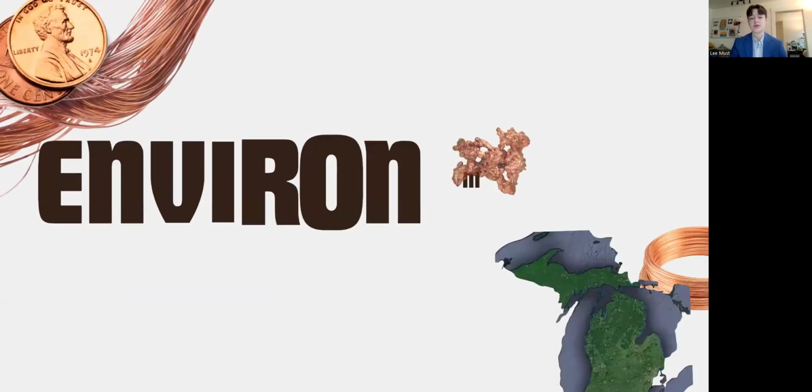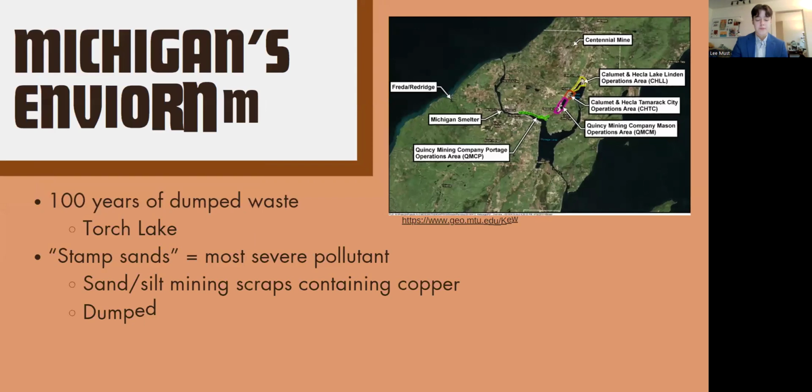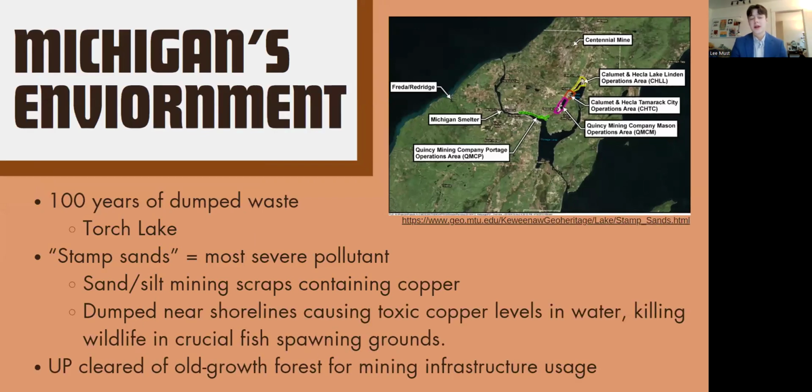Now that we know how you extract copper, let's look into the environmental impacts of mining, specifically with copper. Michigan's environment has suffered from the 100 years of mining that took place in it. The dumped waste from the copper boom has led to Torch Lake, seen here on this image, being designated an EPA Superfund site due to the dumping of waste and the sheer amount of it in and around the lake.